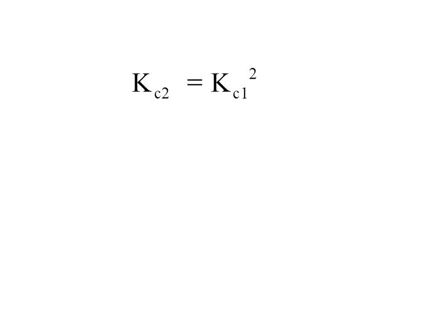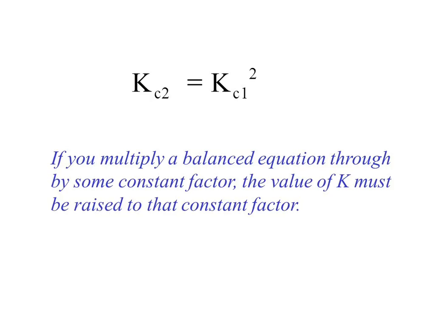Let's see if I got that. And you're going to have to convince yourself. If you go back and compare KC1 to KC2, to get KC2, you actually had to take KC1 raised to the second power because you multiplied your equilibrium through by a factor of 2. So whatever your multiplying factor is, that's the power you raise your KC to. Okay? So that's trick number 1.